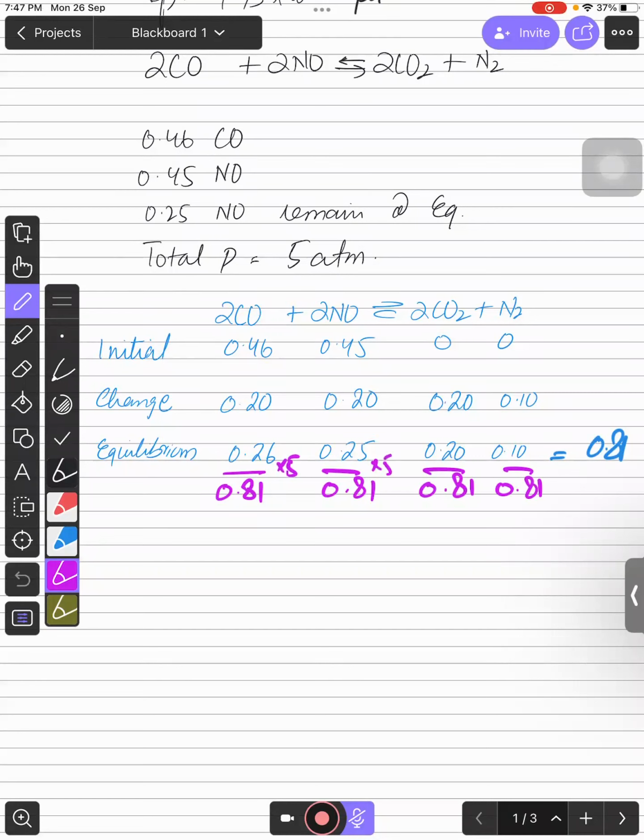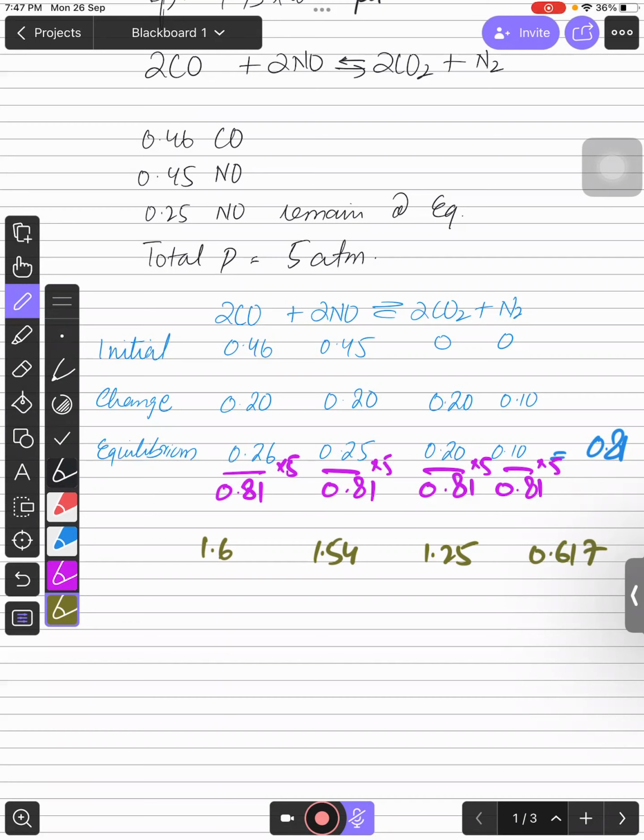And then you need to put the value of partial pressures in the Kp equation, right? So right now it is 0.26 divided by 0.81 into 5. The answer is 1.6, right? If you talk about 0.25 divided by 0.81 into 5, it will be 1.54. If you talk about 0.2 divided by 0.81 into 5, it will give you 1.25. If you talk about the last one, 0.1 divided by 0.81 into 5, it will give you 0.617, right?